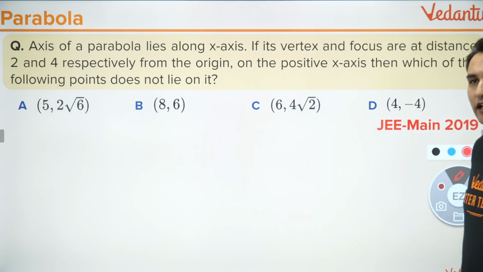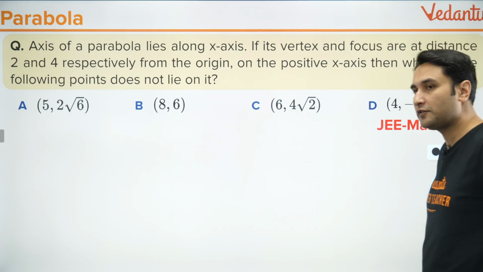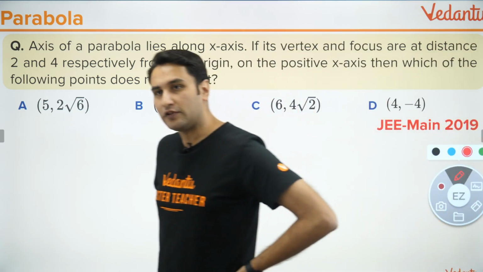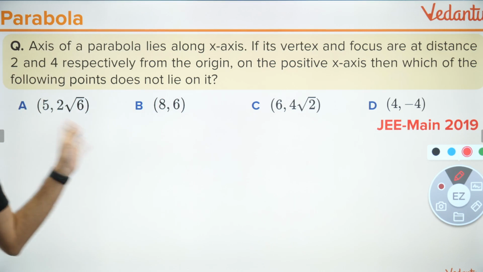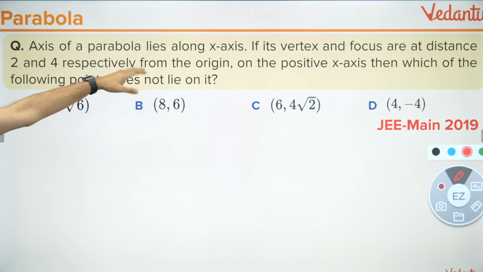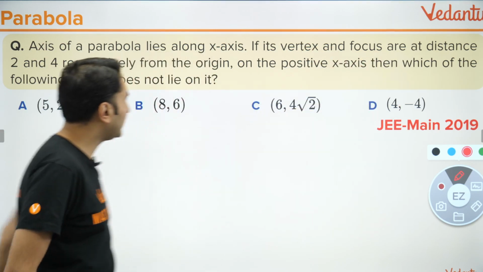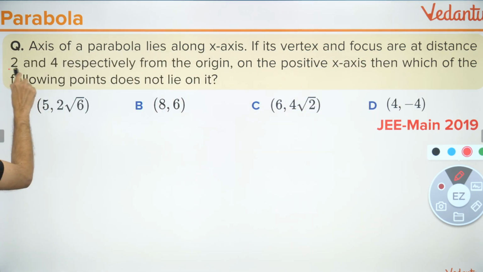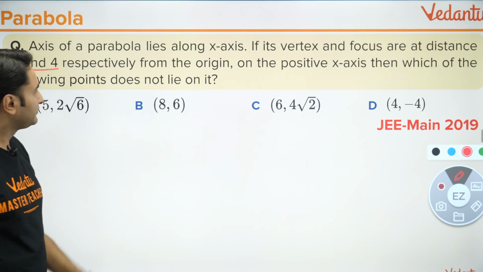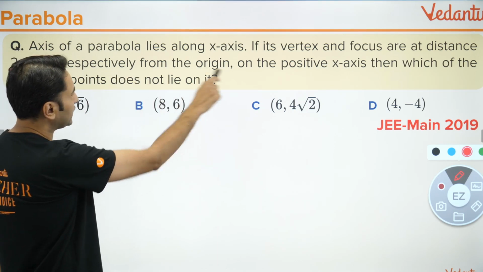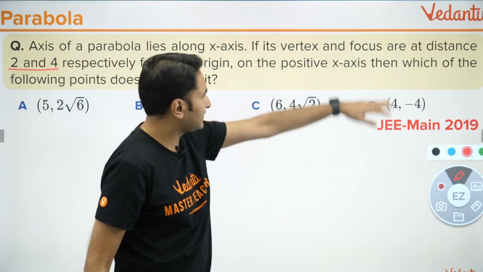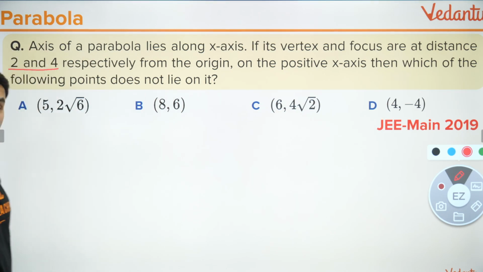हाँ, somebody is asking calculus से भी कर सकते हैं, कर सकते हो, but that will be wastage of time if you remember simple things. Here देखते हैं, axis of a parabola lies along x-axis. बड़ी अच्छी बात है. If its vertex and focus are at a distance 2 and 4, actually it is a shifted parabola, respectively from the origin on the positive x-axis. Then which of the following points do not lie on it?